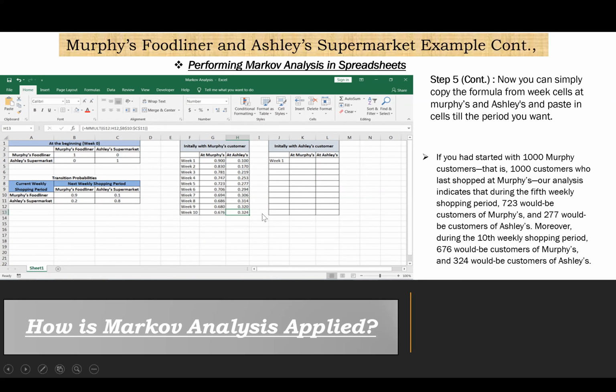Okay. As it is noted here, if you had started with 1,000 Murphy's customers, that is 1,000 customers who last shopped at Murphy's, our analysis indicates that during the 5th weekly shopping period, 723 would be customers of Murphy's and 277 would be customers of Ashley's. Moreover, during the 10th weekly shopping period, 676 would be customers of Murphy's and 324 would be customers of Ashley's.